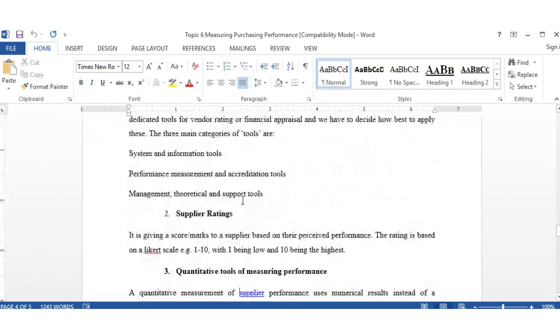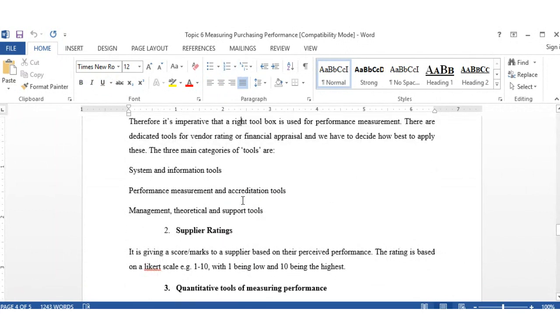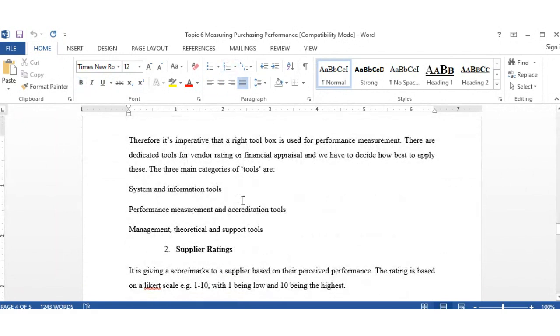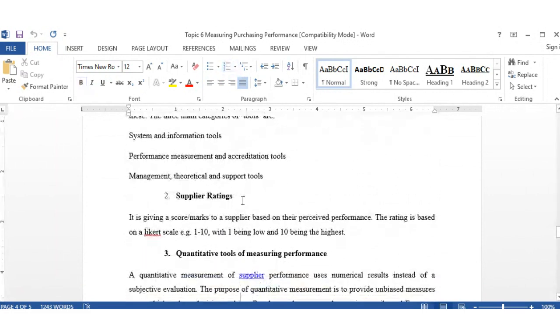Number 2 is ratings. You rate the supplier on a scale of maybe 1 to 5 or 1 to 10. It is giving a score, a mark, to a supplier based on their perceived performance, based on what you think their performance is. The rating is based on a Likert scale, 1 to 5 or 1 to 10. So maybe one supplier is performing at 5, another at 6 or 7, another at 10, another at 3. And so you eliminate those that are very low.